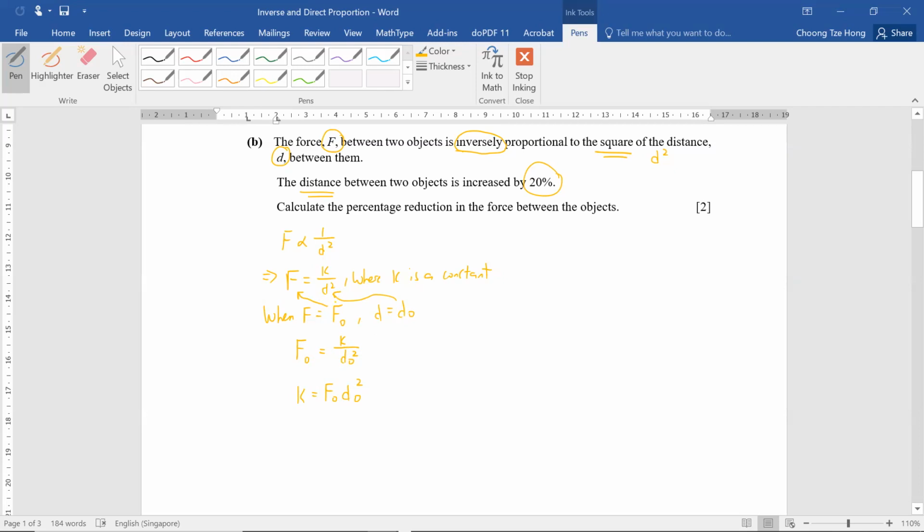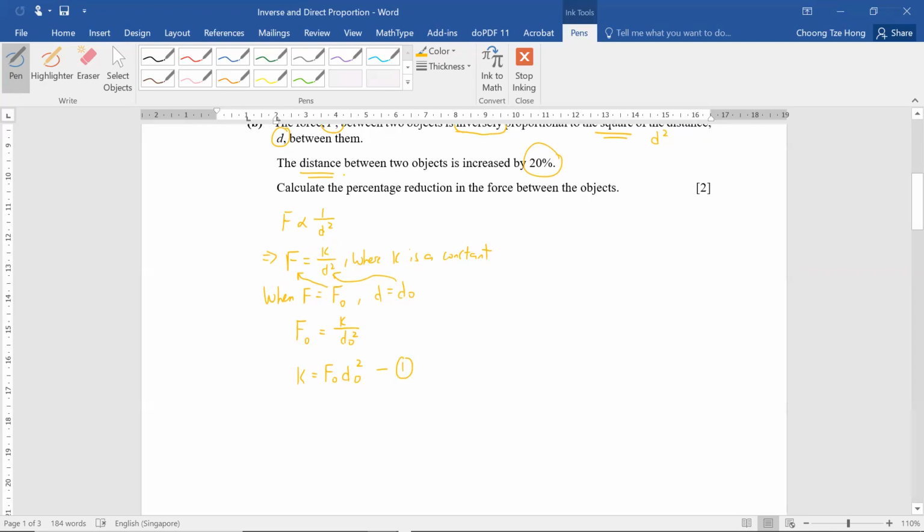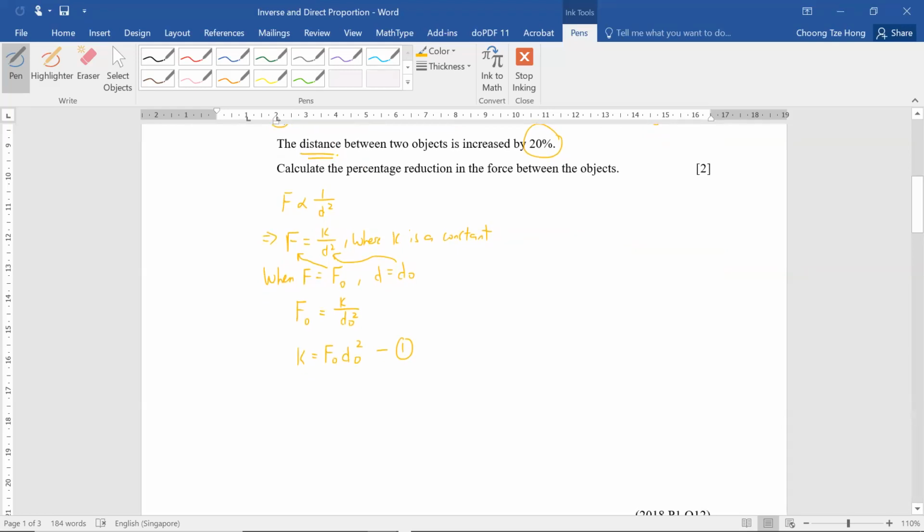Then I plug it inside the equation and make k the subject. I'm going to call this equation 1. Next, what happens to the distance d? For the second part of the question, it's increased by 20%.